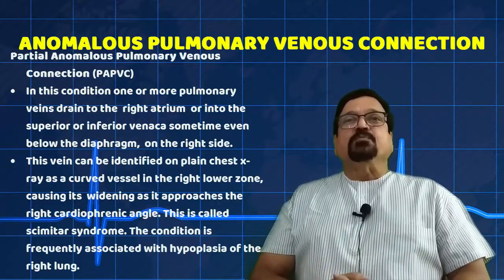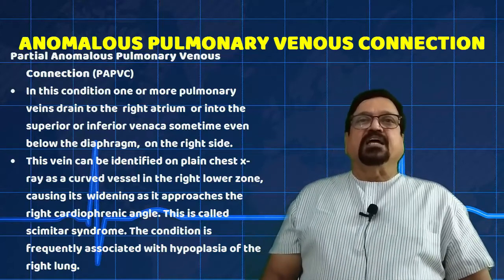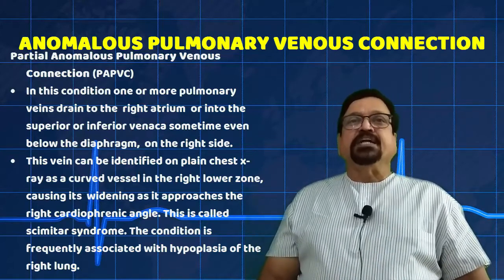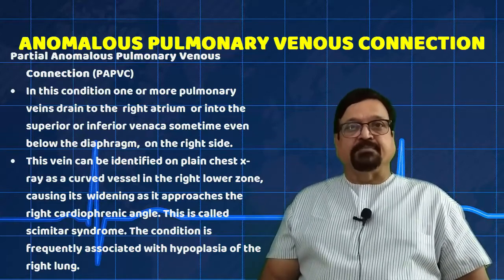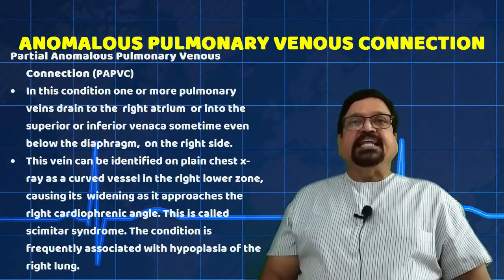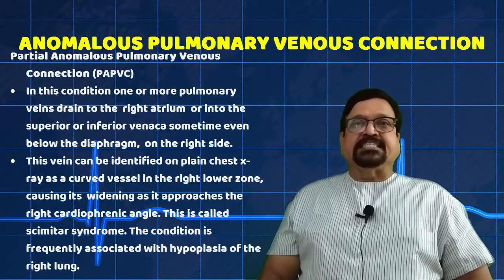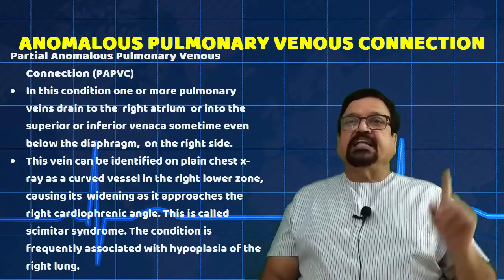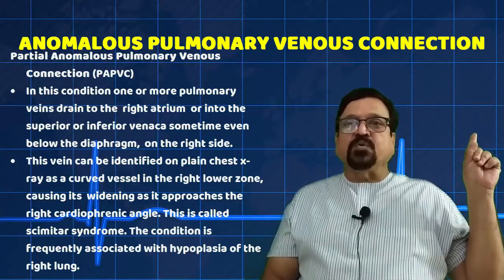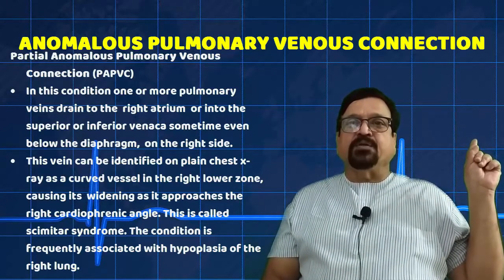In this condition, one or more pulmonary veins drain into the right atrium or into the superior or inferior vena cava, often below the diaphragm. This vein can be identified on plain X-rays. You can see it in this image, shown with the arrow.